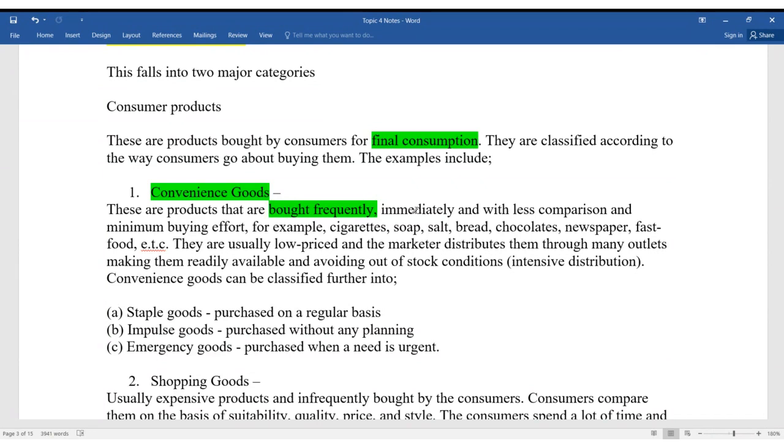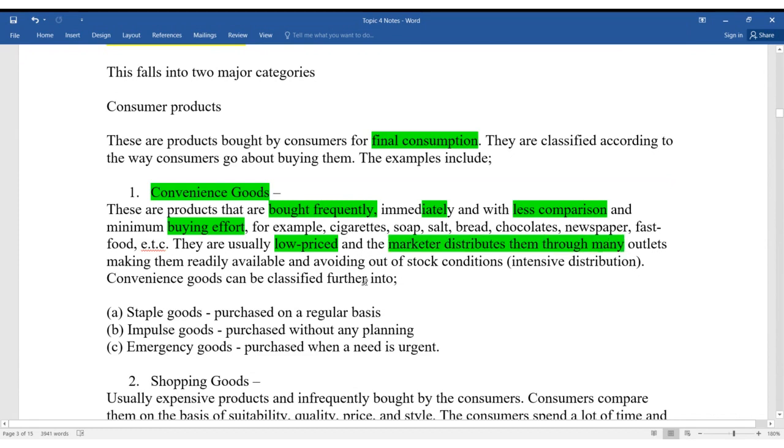Then, of course, there is less comparison. So you need the characteristics of convenience goods. There is less comparison. It is immediate. There is little buying effort. Products are usually low priced. And then they are distributed over a wider market. They're distributed through many outlets, so many wider markets. The products are readily available.